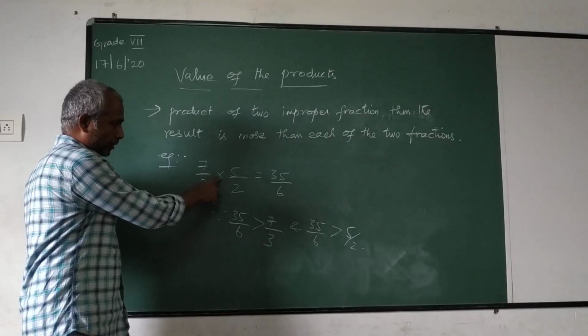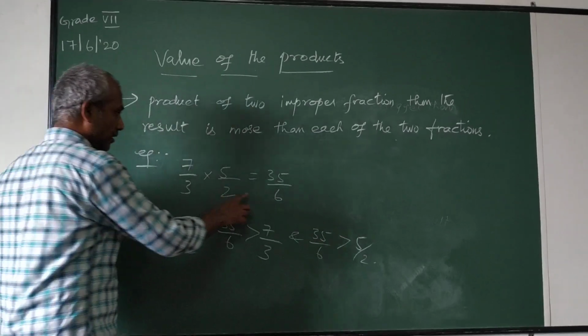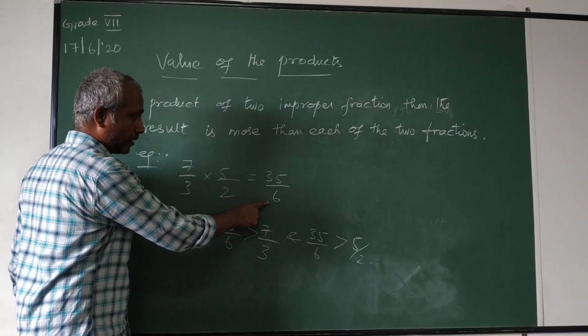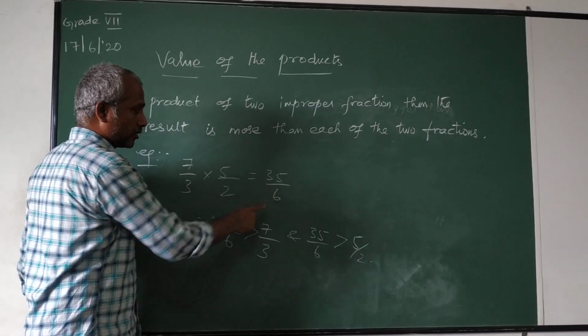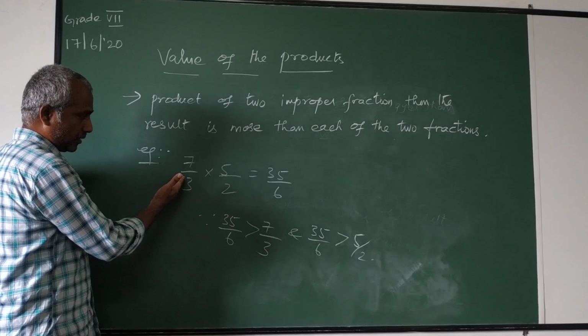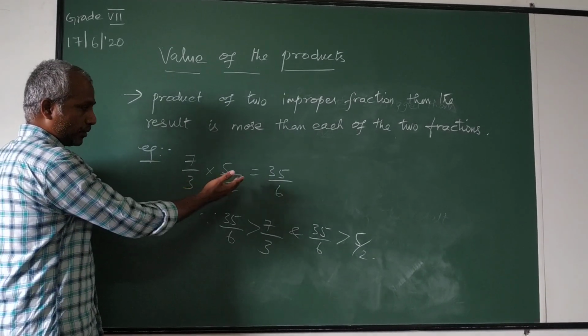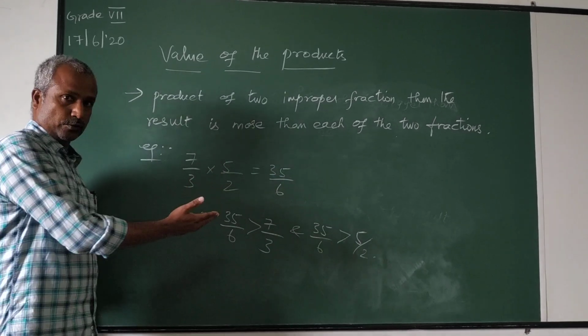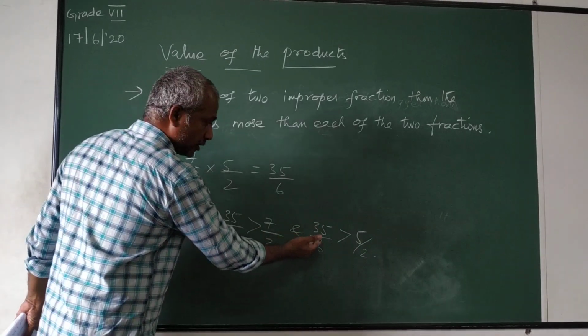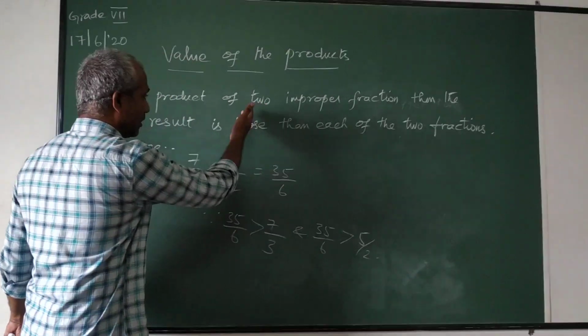Now I am going to multiply those two fractions. The result will be 35 by 6. 35 by 6 is also an improper fraction. 35 divided by 6 we will get 5 point something. 5 point something is greater than 7 by 3, and 5 point something is greater than 5 by 2. That means 35 by 6 is greater than 7 by 3 and 35 by 6 is greater than 5 by 2. I already told you that.